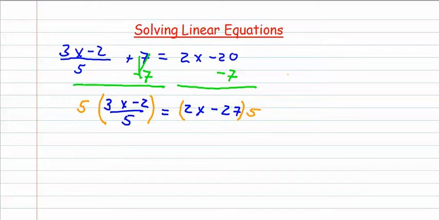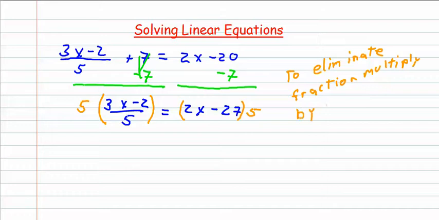All right, I'm going to make a note here. To eliminate a fraction, multiply by the denominator. We just multiply both sides by the denominator.